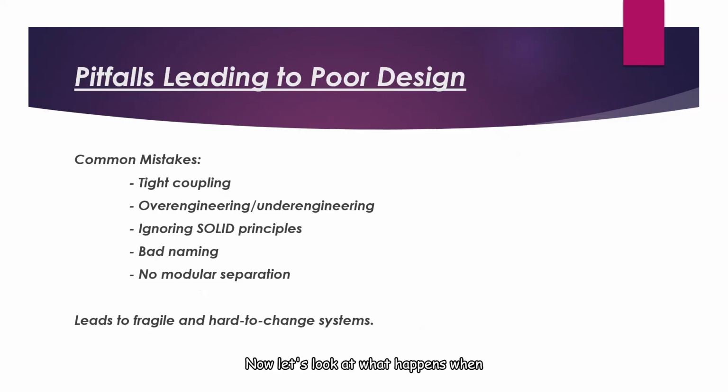Now let's look at what happens when extensibility and maintainability are ignored. You get tightly coupled code where small changes require risky, wide-reaching edits. You see unnecessary complexity that confuses everyone, poor naming that hides the true purpose of components, and lack of modularization that forces complete rewrites instead of small upgrades. Ignoring core design principles does not just make life harder, it can cause projects to fail, systems to crash, and businesses to lose money. Recognizing these pitfalls early allows us to build strong systems from day one.